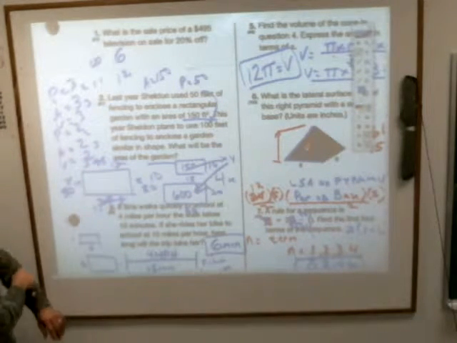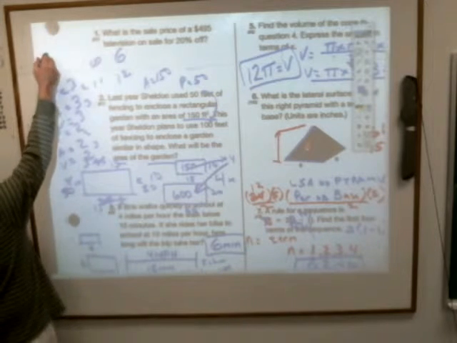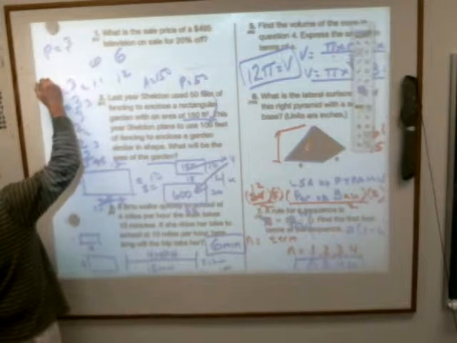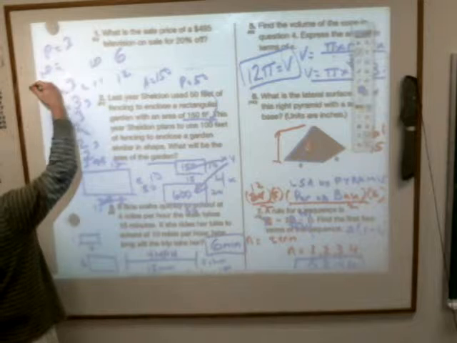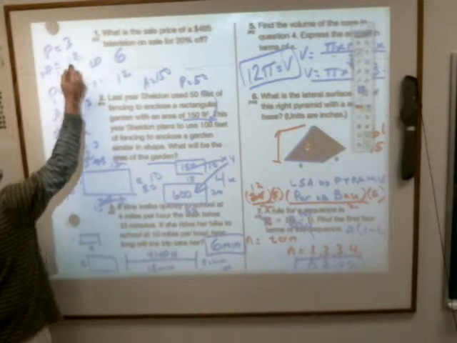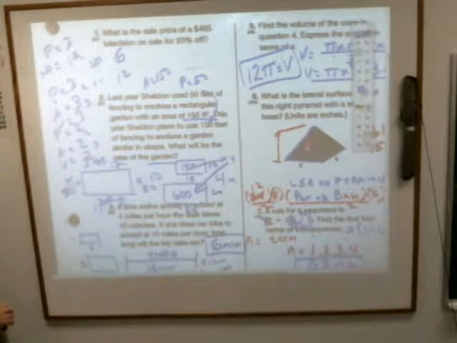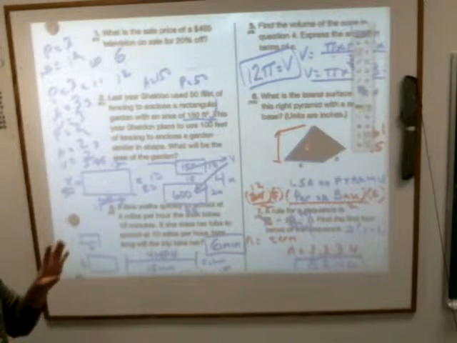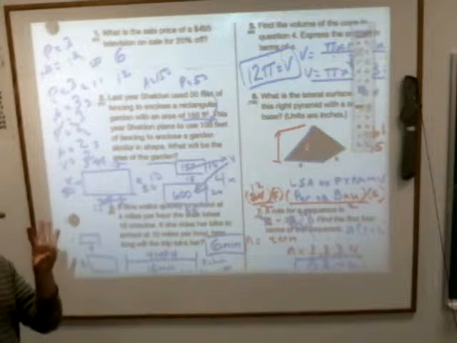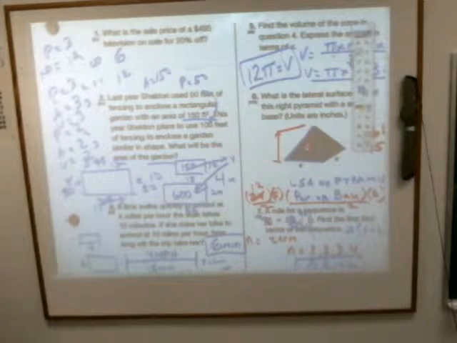Let me give you another one. What if the original perimeter was 3, and the new perimeter was 12? What's happening to the perimeters? It is 4 times bigger. So its area is going to be 4 times bigger squared, which is 16 times bigger. And its volume is going to be 64 times bigger because it's 4 cubed.